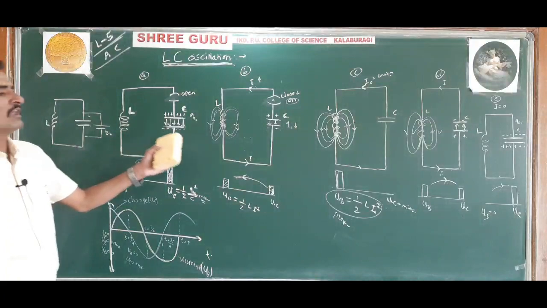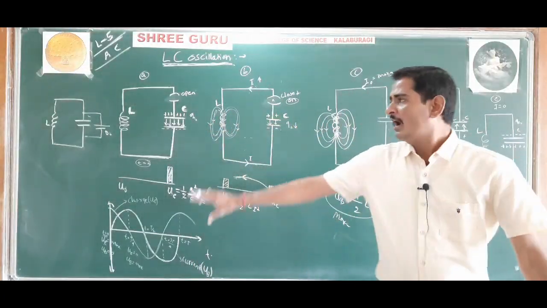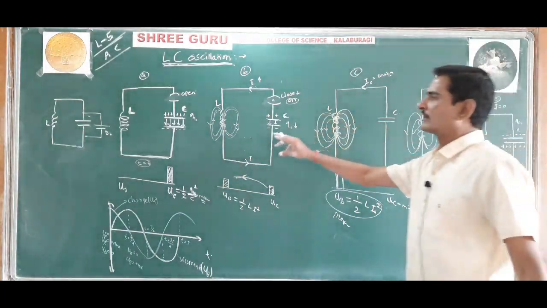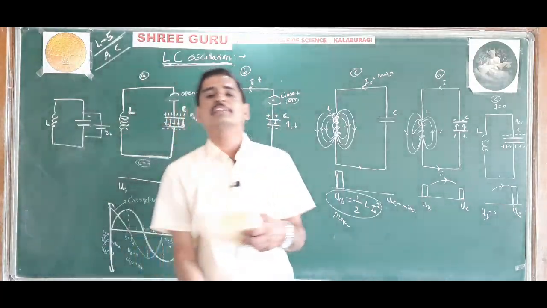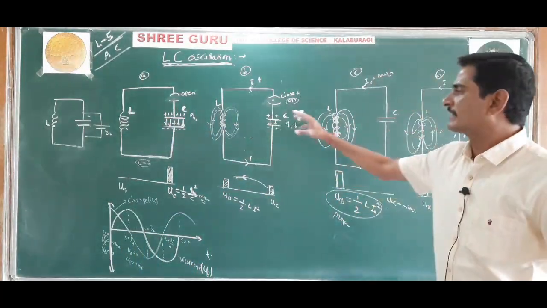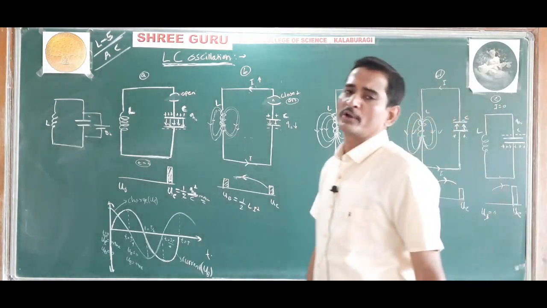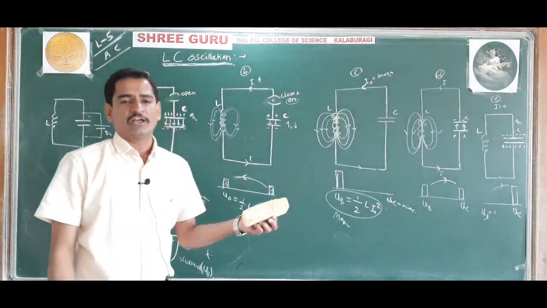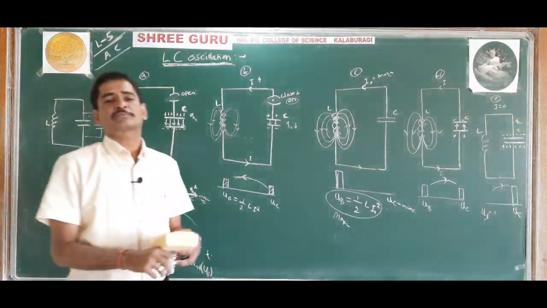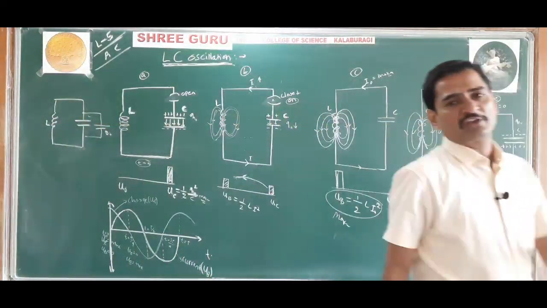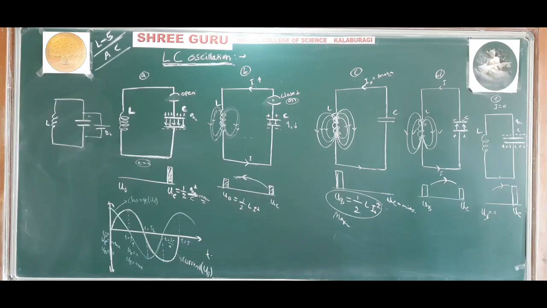Okay. If there is no loss of energy, if the capacitor, inductor and all the wires are considered to be resistanceless, that is, if there is no loss of energy, then the oscillation produced will be undamped oscillations. The LC oscillations produced will be undamped oscillations if there is no loss of energy.